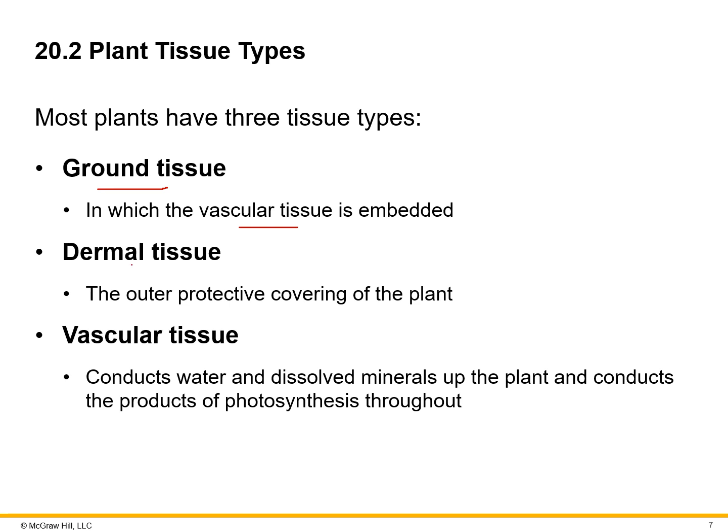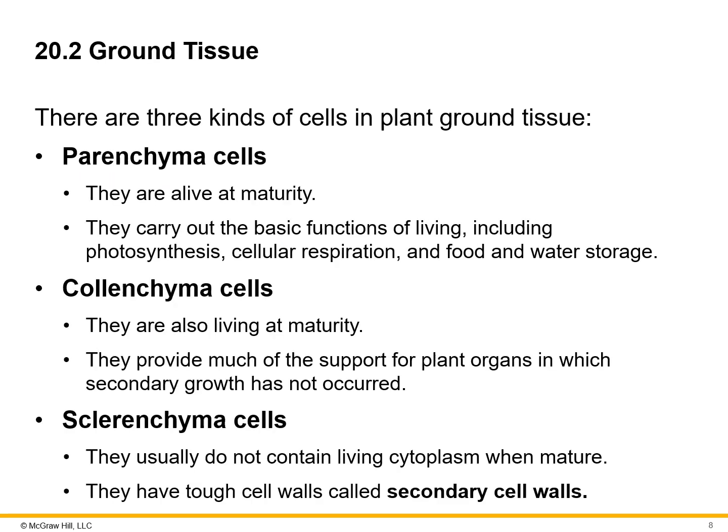And then we have dermal tissue, thinking about our epidermis that we talked about with animals. This is the outer protective covering. And then that vascular tissue, again, just like in animals, delivering nutrients, kind of the delivery system. So that vascular tissue conducts the water and minerals up the plant, and also the products of photosynthesis like glucose throughout. So that delivery system.